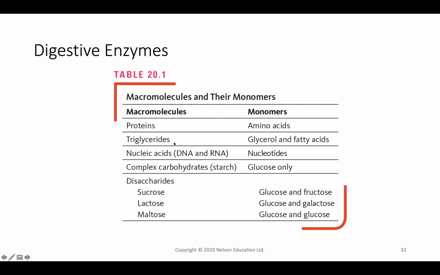We have to break triglycerides down into glycerol and fatty acids, nucleic acids down into nucleotides, complex carbs into glucose, disaccharides into glucose and fructose, or glucose and galactose, or whatever they're comprised of, right? So we want to get down into the monomeric form of this sugar, which includes glucose as a monomer, fructose as a monomer, galactose as a monomer, etc.